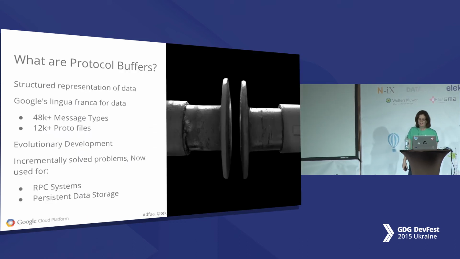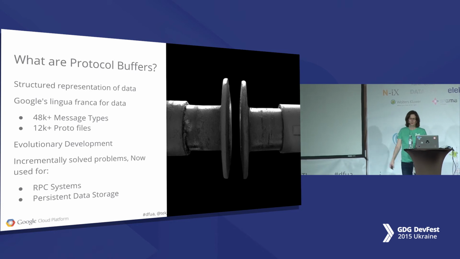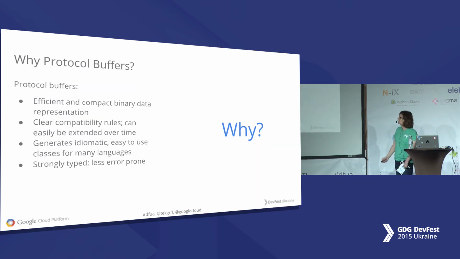Protocol buffers are effectively something that we invented at Google very, very early on to improve communication internally. We had massive overhead. All of those machines have to talk to each other in some way. So we came up with the idea of protocol buffers to replace things like XML, other RPCs, so any kind of other standard transport mechanism. So we have about 48,000 message types, 12,000 what we call proto files. This has been an evolutionary development, so we've added to it over time, and we've incrementally solved problems with it. Today, we use it for RPCs, and we also use it for persistent data storage.